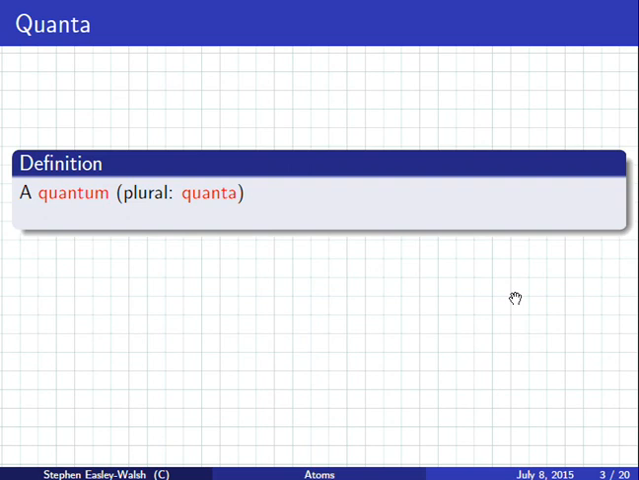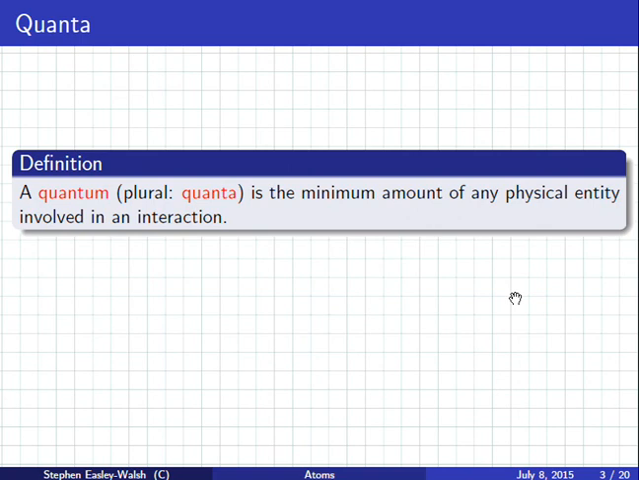No, okay. So quantum, or quanta, is the minimum amount of any physical entity involved in an interaction. So in other words, a quantum is like the smallest piece. So atoms, they're like quanta of matter, because the smallest piece of matter you could have is an atom. So you could almost say the quanta of matter is atoms, as an example. So quanta really means the smallest piece.